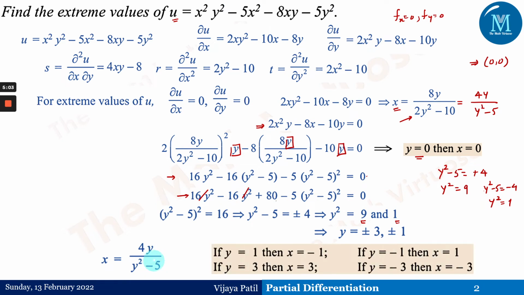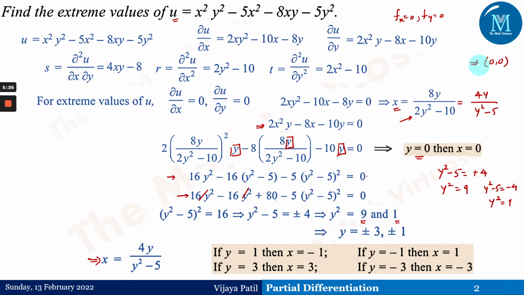And if you are putting all these values, like y equals 1, then x equals minus 1. If y equals minus 1, x equals 1. If y equals 3, x is 3, and y equals minus 3, x equals minus 3. So we are just putting these y values 1, 2, 3, 4 and getting the respective values of x. That means, in short, what all pairs did we get?